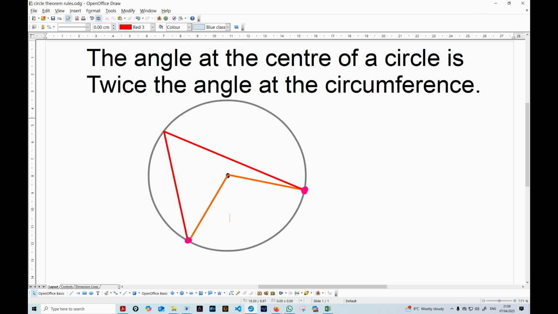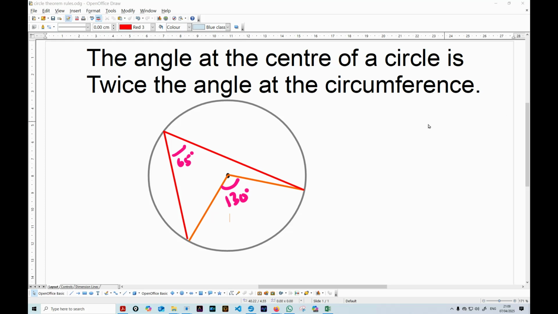Now, according to the sentence, the angle at the center of the circle is twice. So if it is 50 degrees, that is a 100 degree angle. If that is 45, that is 90 degrees. If that is 65, that is 130 degrees. This is twice. The angle at the center of the circle is twice the angle at the circumference. That is the rule.